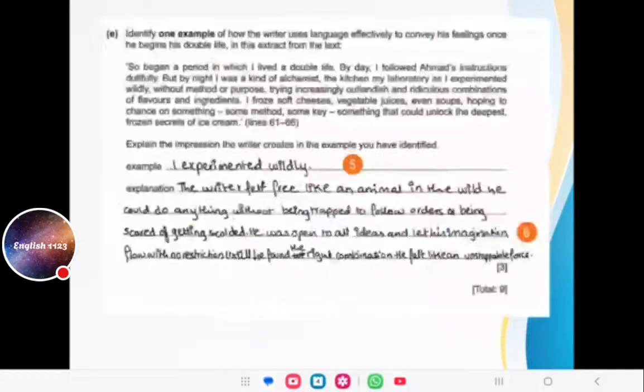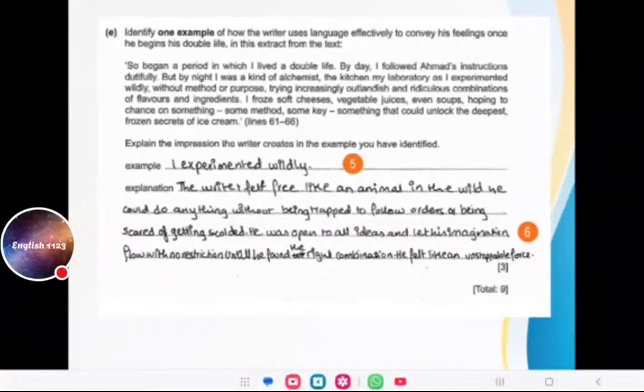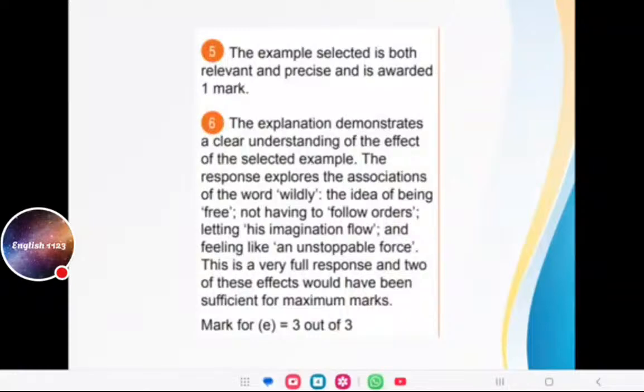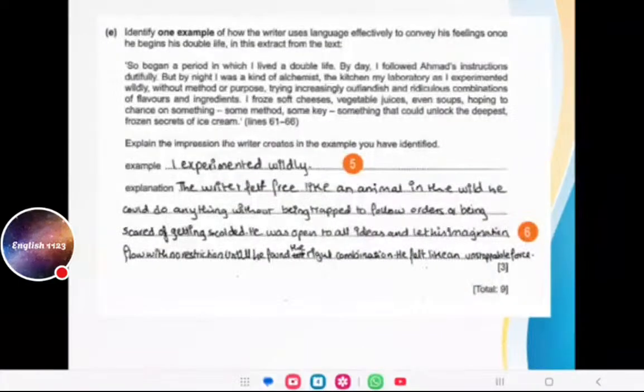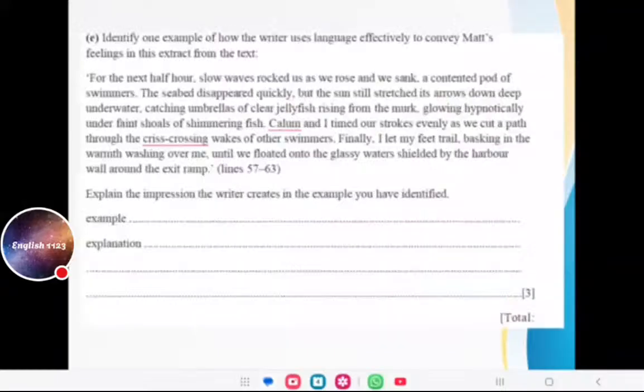So this is what I said, that he has written quite a long answer. If he had just given 2 explanations, that must have been enough. Like he has written, the writer felt free like an animal in the wild, and he could do anything without being trapped to follow orders or being scared of getting scolded. That would have been enough. That is all that was needed there. The rest of the sentences are extra, but still he has written quite a full response, and he manages to get 3 out of 3.